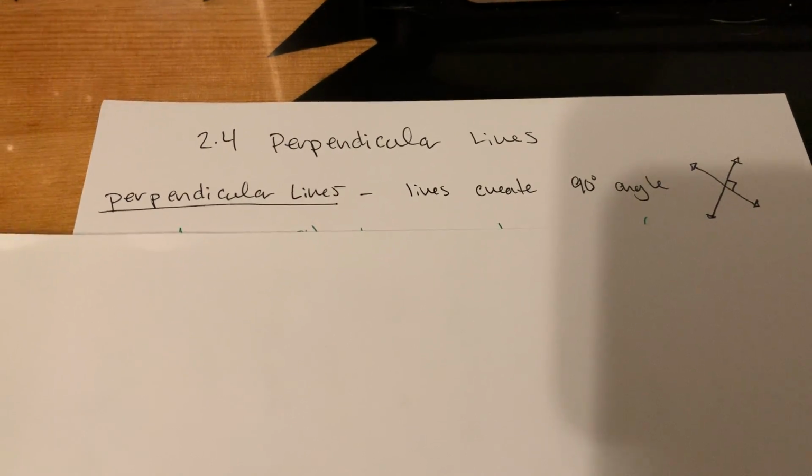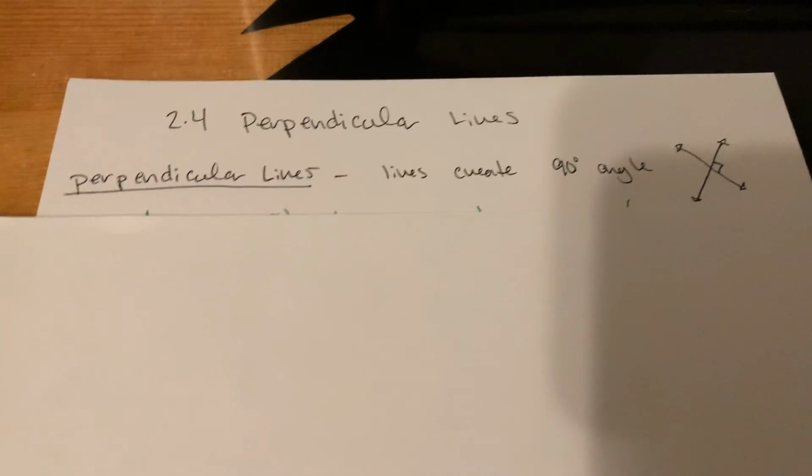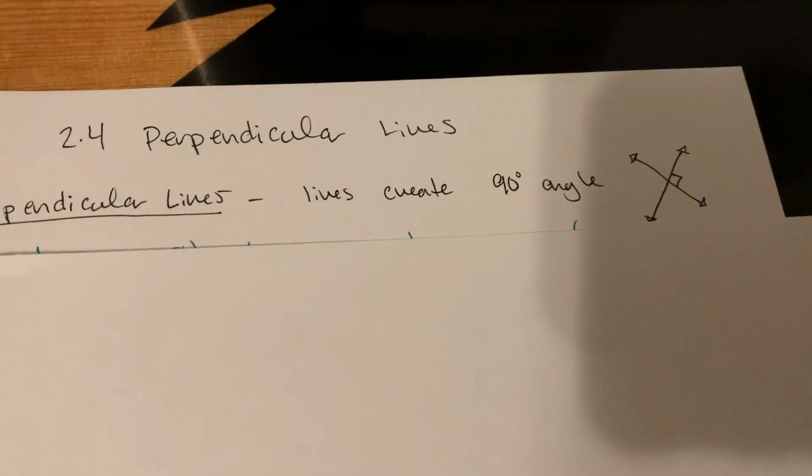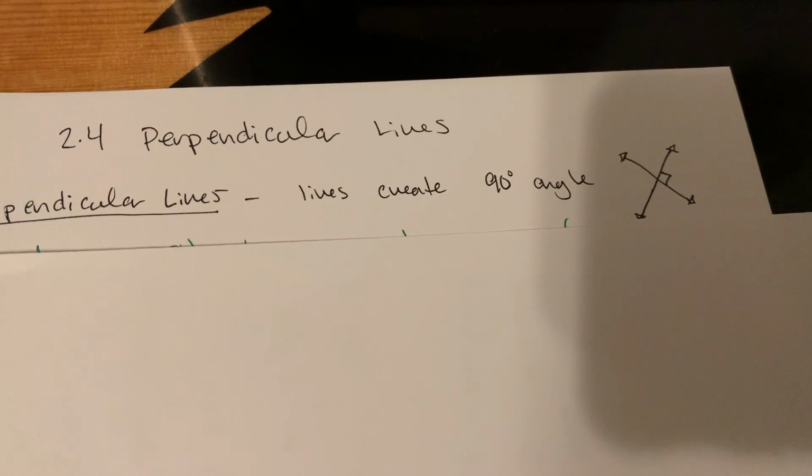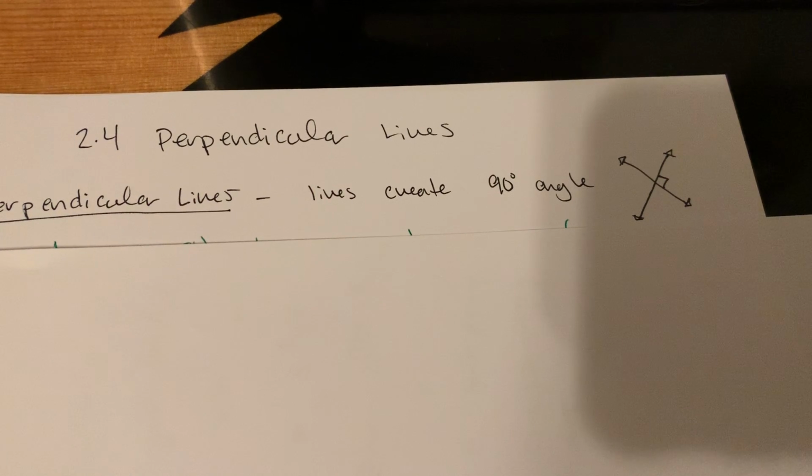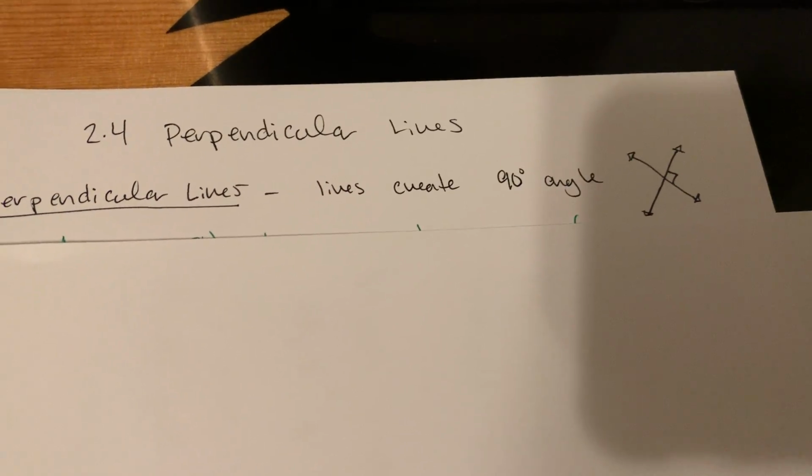Perpendicular lines are the exact opposite. They're lines that sort of create 90-degree angles, which I attempted to draw here, but it's not perfectly square. That is, they're sort of directly running into each other.